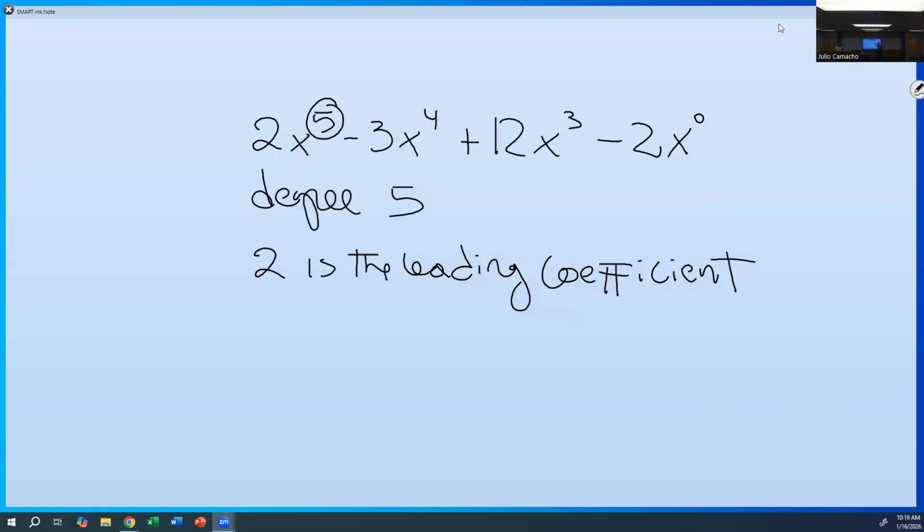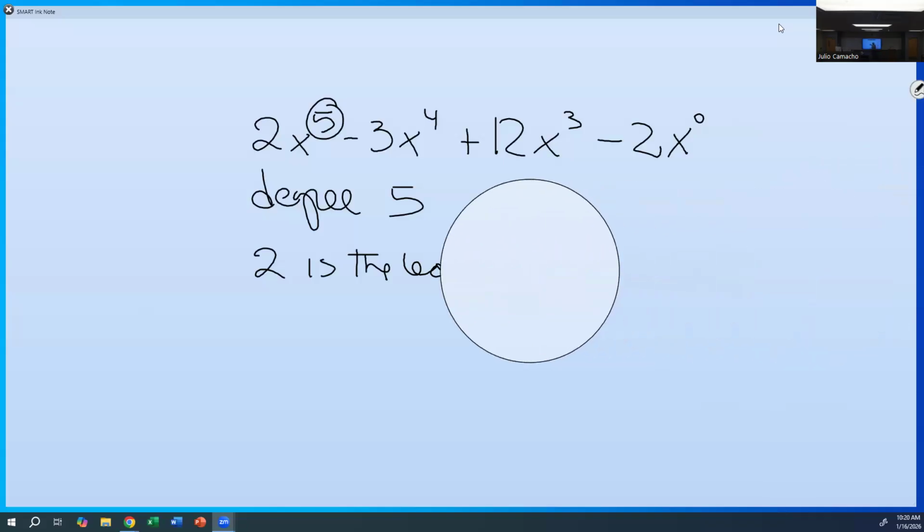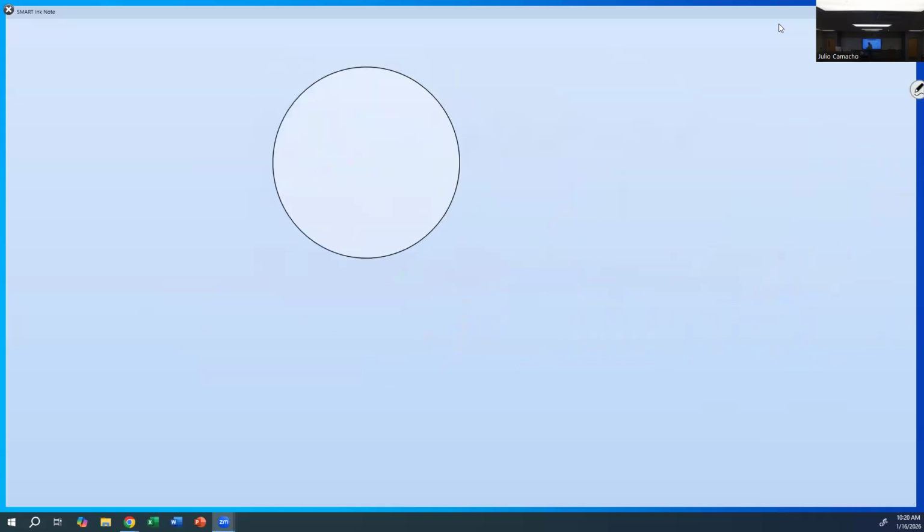Any questions about the degree or leading coefficient? Everybody got that? So let's do some equations. Now we clean up also the board. I can erase it. Everybody took notes? Okay. Then let's do the first problem that we have today in the assignment.